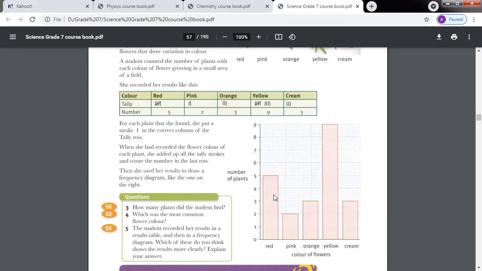And this is data we write in a table, we say tabular form. Okay, and the data that we write in the form of a graph, we say graphic. And we have different kinds of graph, for example, bar graph, line graph, and pie graph.